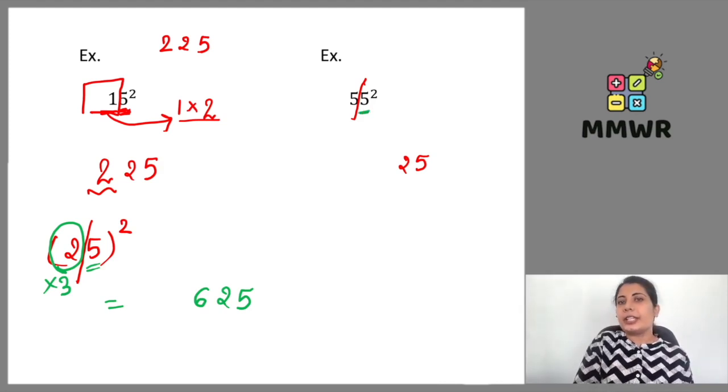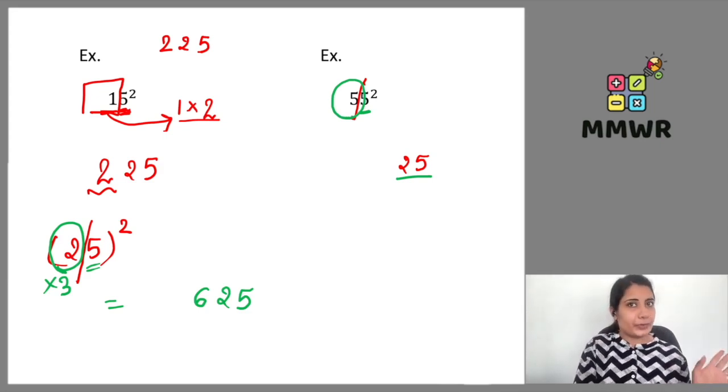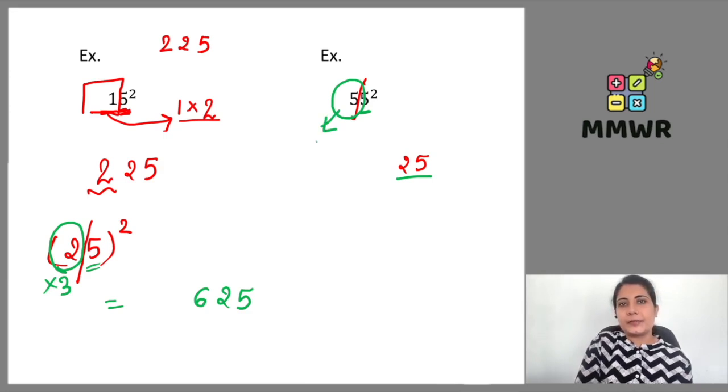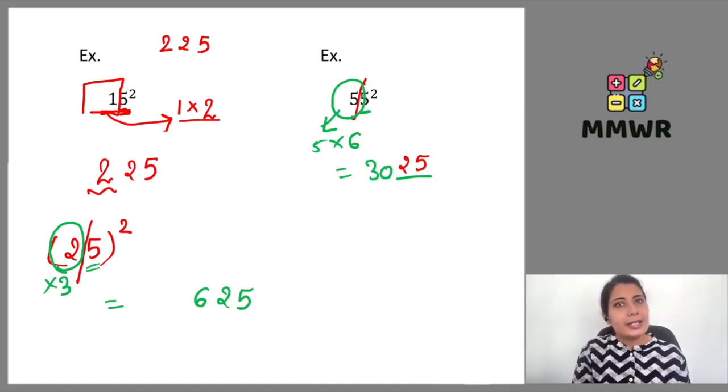So here we have 5 at the unit place. So we're simply going to write 25 at the end as the square of 5. Now the rest of the part of the number, we have only 5, right? Remaining part of the number other than the unit place. So this 5 will be multiplied with its successor, which gives us 30 here. 5 6s are 30. So 3025 is going to be the square of 55.